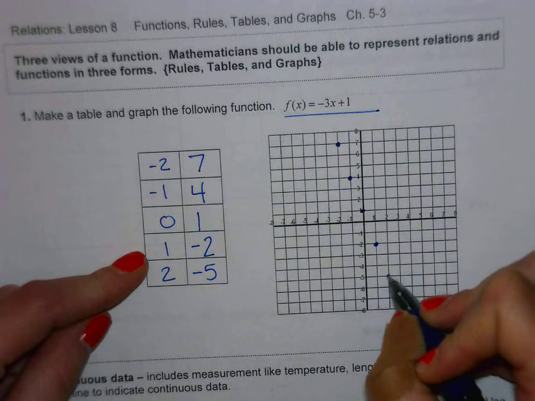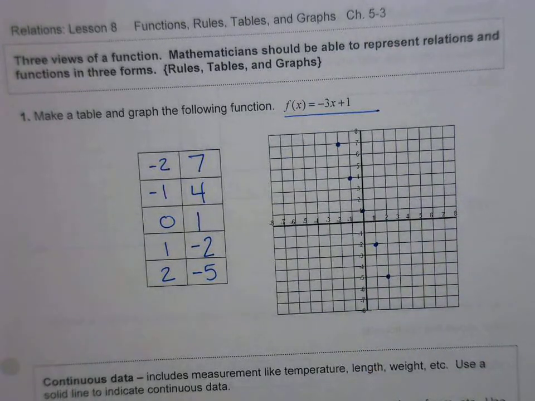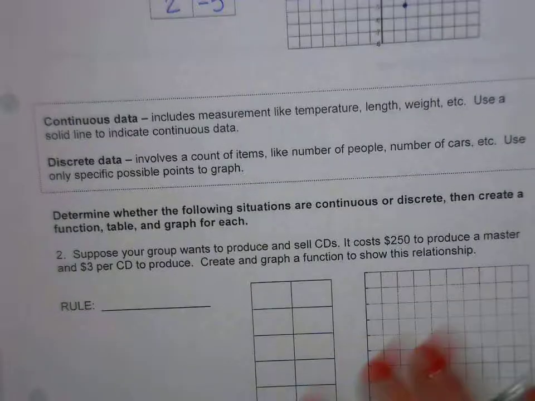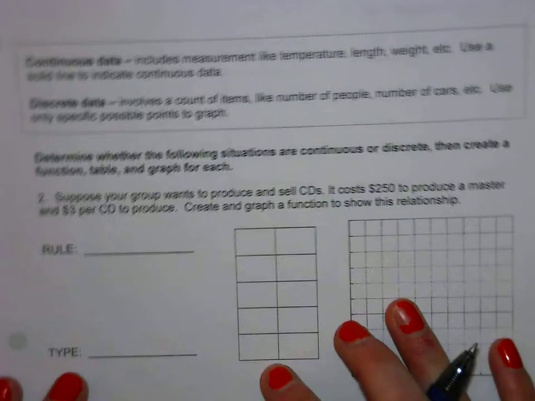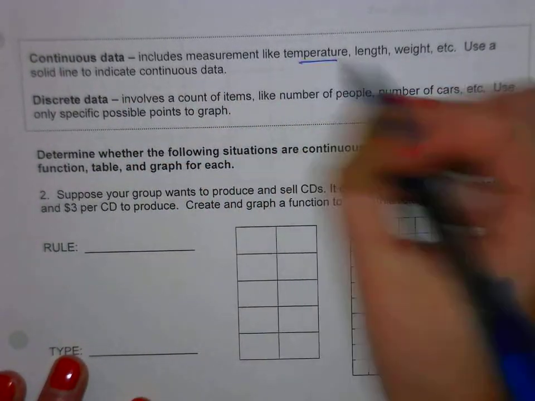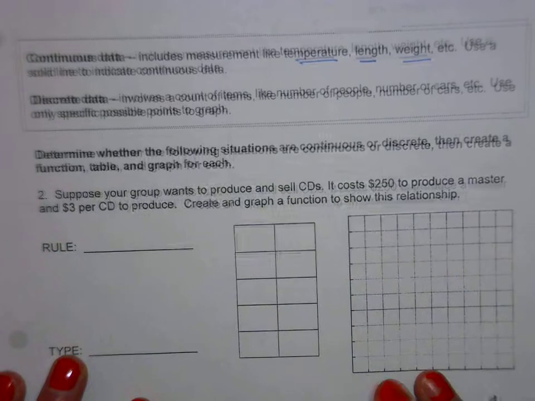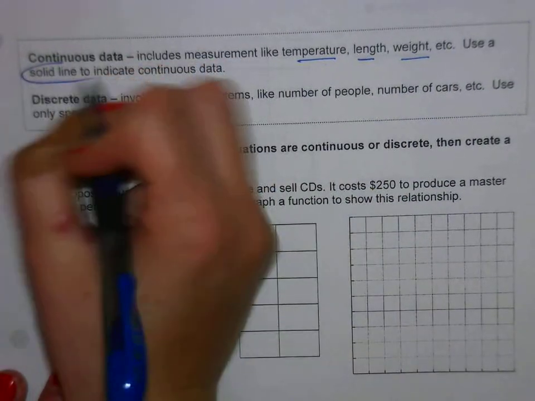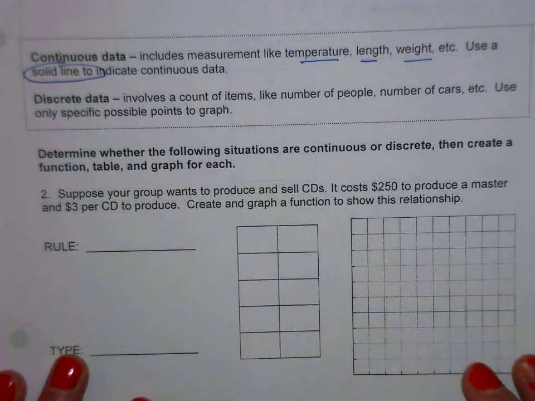So let's look at continuous and discrete data. Continuous data includes measurements like temperature, length, and weight, and they're used with a solid line to indicate that it's continuous. Discrete involves a count of items, like the number of people, the number of cars, how many you're counting.